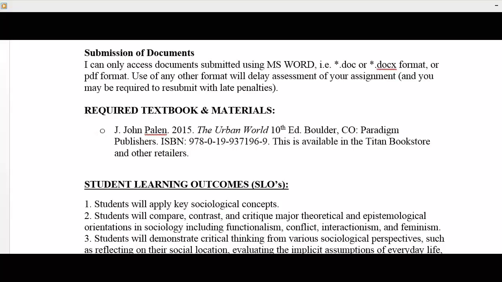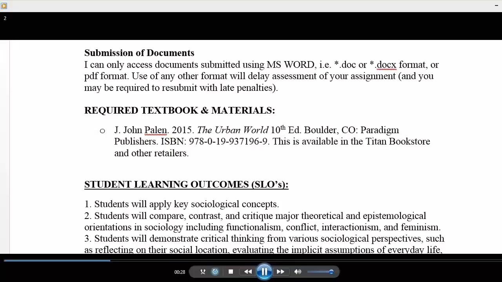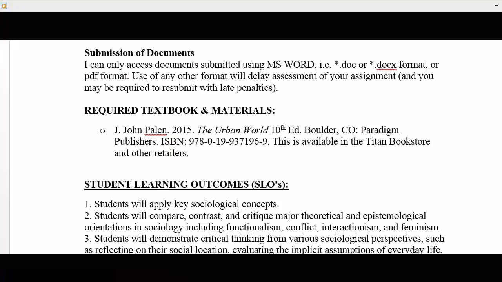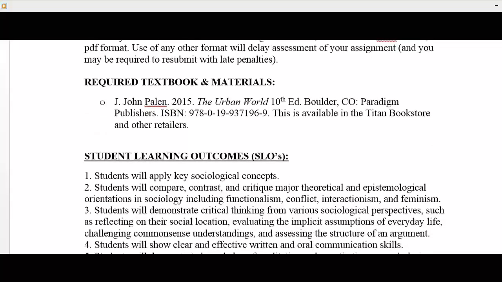Required textbook and materials: you will only really need just the one textbook by John Palin. It's the 2015 10th edition of The Urban World, and the ISBN number is really the only thing you need to make sure that you have the correct textbook. So just make sure your ISBN number does match the number on the syllabus.